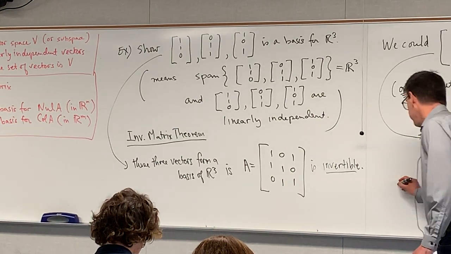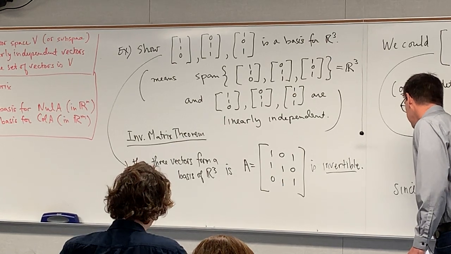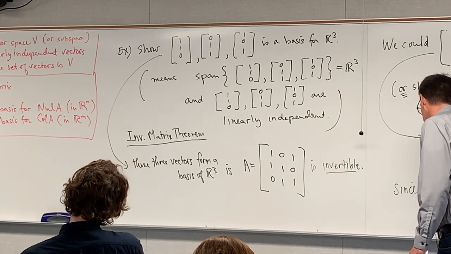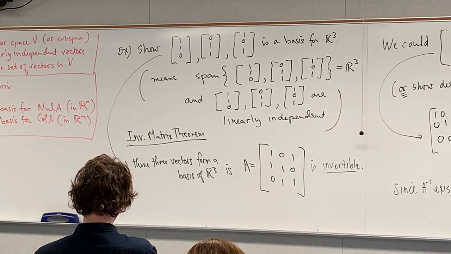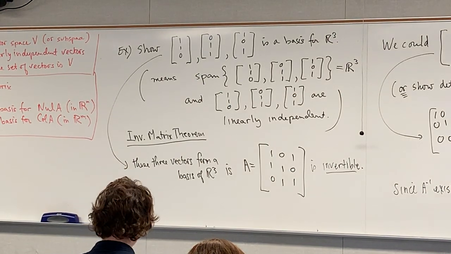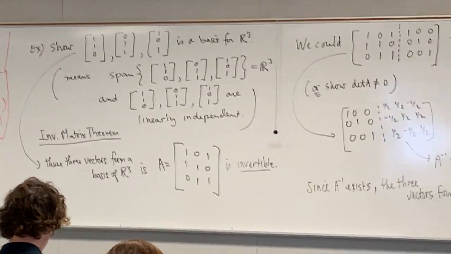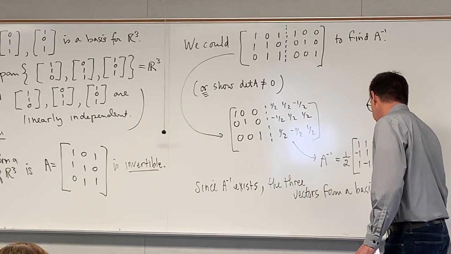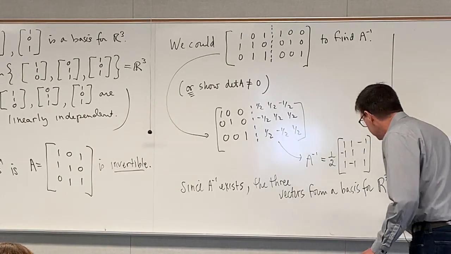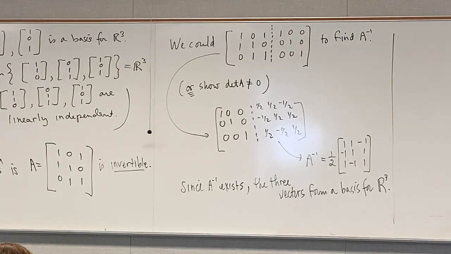So since A inverse exists, the three vectors form a basis for R3. We already talked about how any invertible 3 by 3 matrix is going to have columns that can be thought of as a basis of R3. There are infinitely many of those bases.